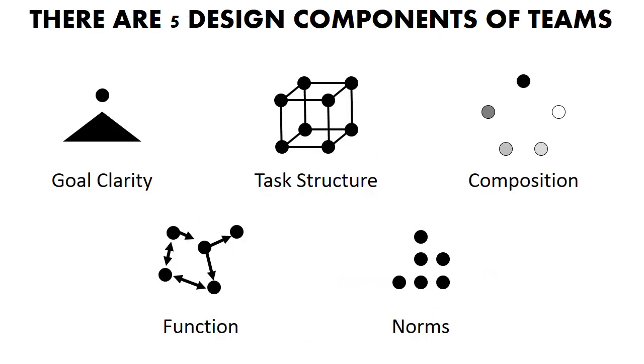There are 5 design components of a team that we'll be talking about today. There's goal clarity, task structure, composition, function, and norms.